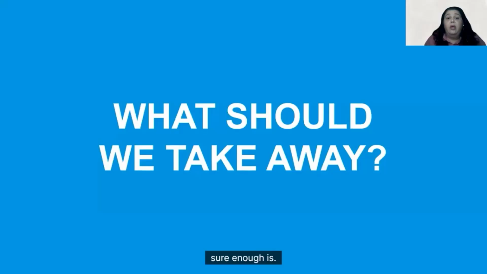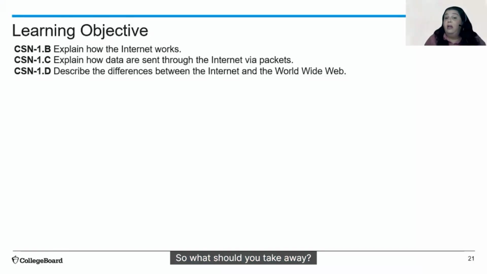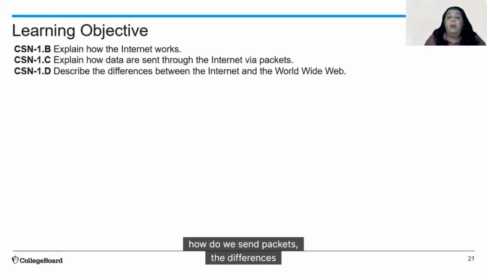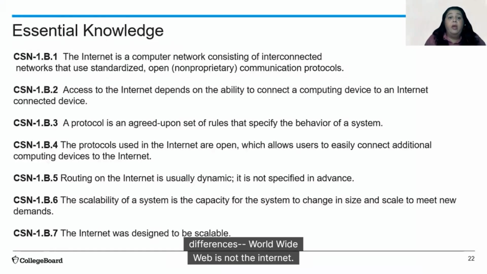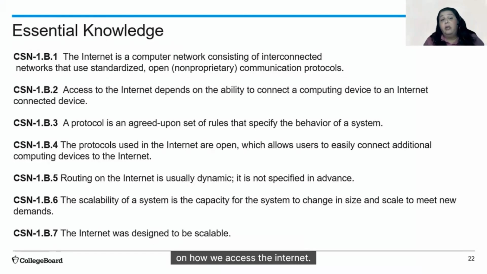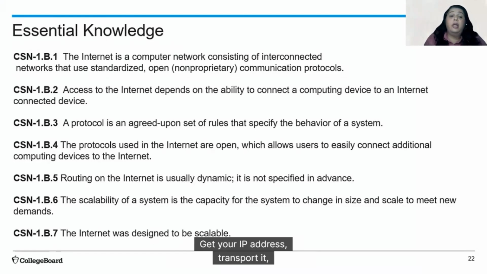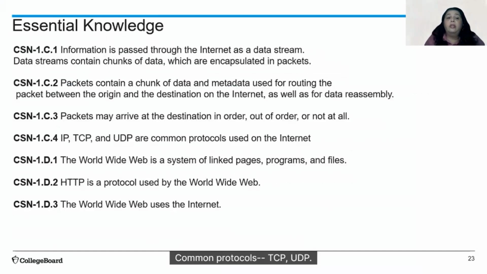Sure enough it is. So what should you take away? How the internet works. How do we send packets? The differences between the internet and the World Wide Web. The difference is the World Wide Web is not the internet. So with that being said, we've got things on how we access the internet. Remember the protocols, we're starting with hardware. You've got to lay down that hardware first, get your IP address, transport it, and you're using a bunch of applications. The internet is flexible and scalable. Common protocols: TCP, UDP, and we get our IP.